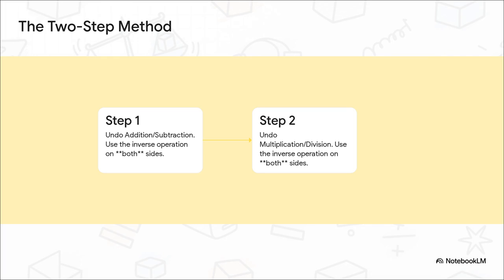And this is how it's done. Just two steps. Step 1, we deal with any adding or subtracting. So to get rid of a plus 5, we do the opposite. We subtract 5. The most important part, though, is that whatever you do to one side, you have to do it to the other to keep things balanced. Step 2, we handle the multiplication or division. So to undo times 8, we divide by 8. And again, you do it to both sides, and that's what will leave your variable all by itself.